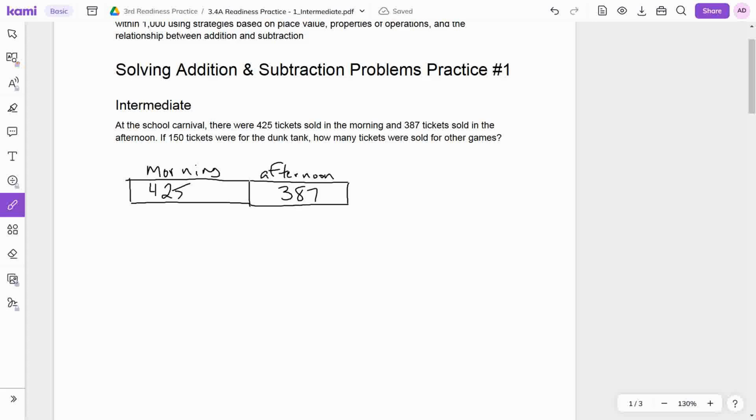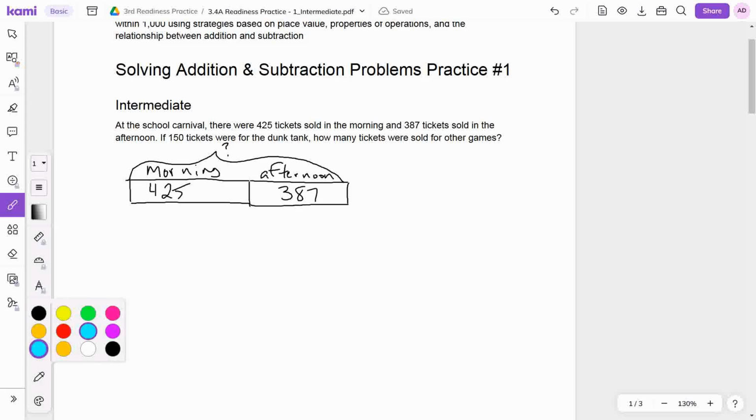Well, this right here is going to be my total. I don't know what that is yet, but that's going to tell me how many total tickets there were. Once I figure out how many total tickets there were, I could start thinking about this, right? So I've got 150 tickets for the dunk tank. So really, what I'm questioning is how much for the other. That's really what I'm looking for. So it looks like I need to do a few things. First, I need to find this total for my morning and afternoon.